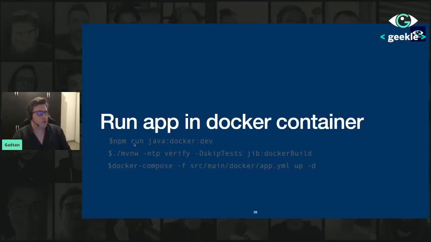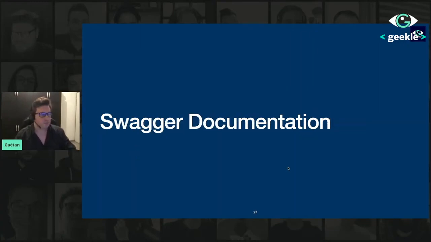So you just run the Java Docker dev npm command, and it's basically just doing an mvn ntp verify, which is just packaging the application. You skip the tests and you use Jib Docker build. Jib is a Maven plugin that's going to generate the Docker image. Once the Docker image is generated, you just have to do a docker compose on app.yaml. This app.yaml was generated when we generated the JHipster project. So everything is done for you. You don't have to do anything.